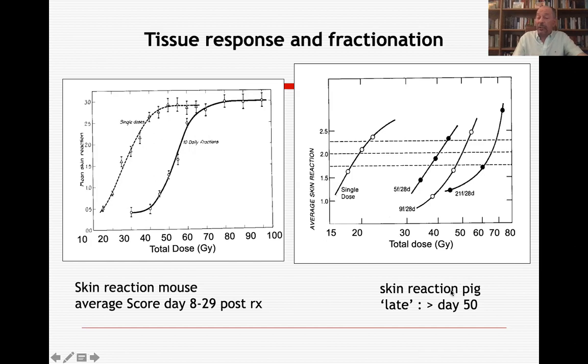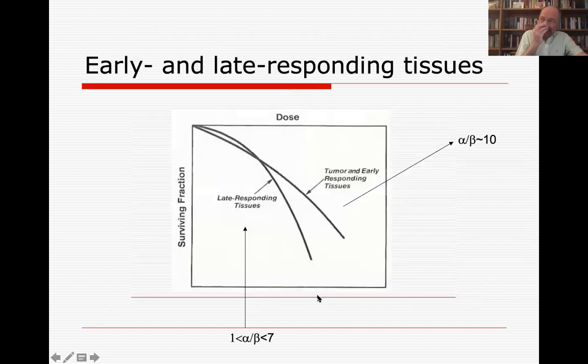For skin reaction in pig, this is more an early effect, and this is more a late effect. You see the single dose, and you see the fractionation regimes, 5 fractions in 28 days, 9 fractions, 21 fractions. If you increase the number of fractions, the NTCP curve moves further and further to the right. But regarding the real effectiveness of fractionation, you can say, okay, you spare the normal tissue, but you also spare the tumor. So if you spare the normal tissue exactly as you spare the tumor, there would be no gain in doing this fractionation regime.